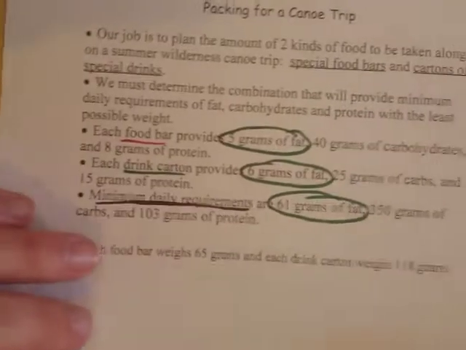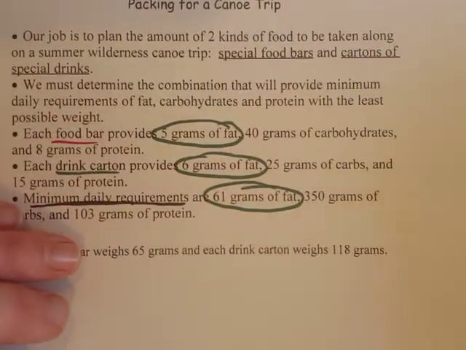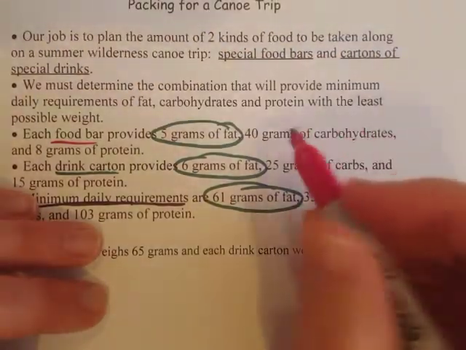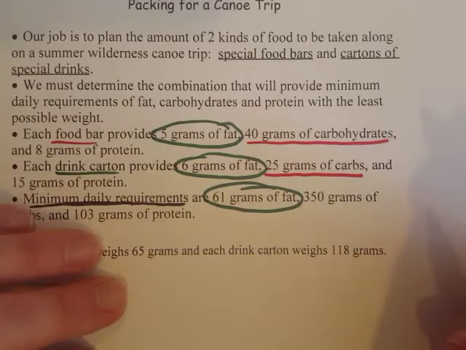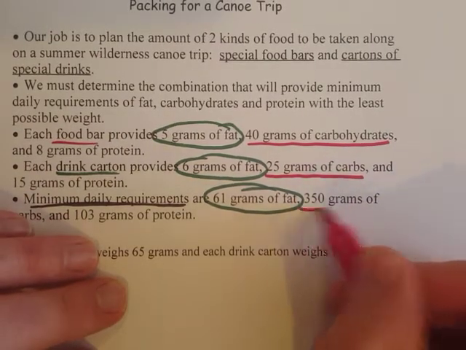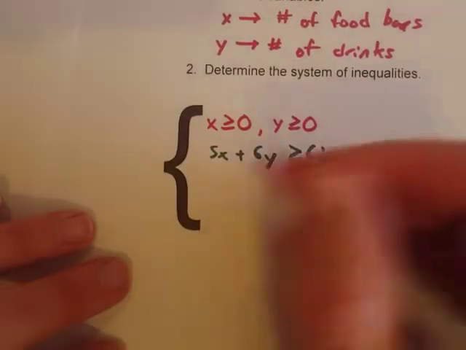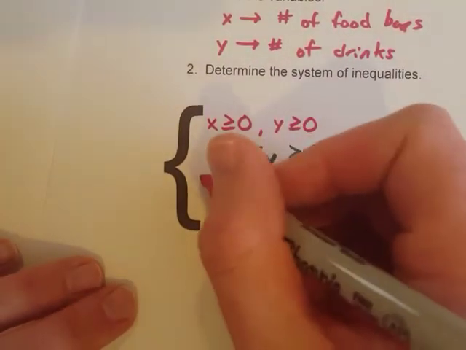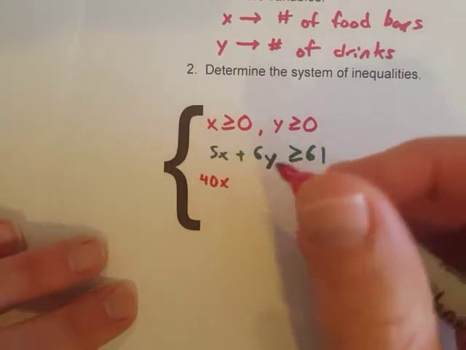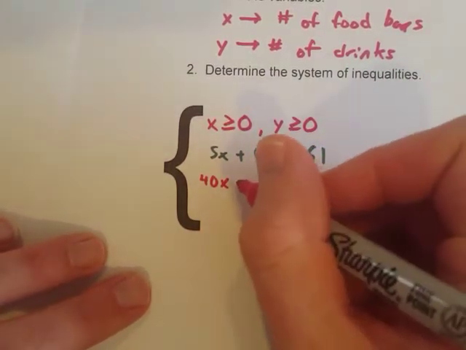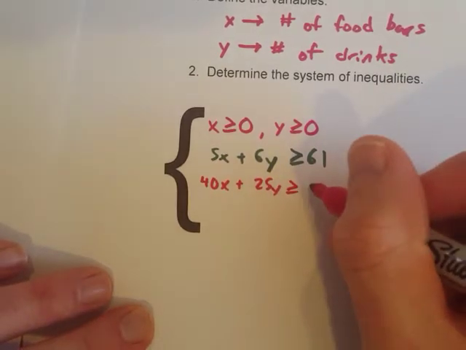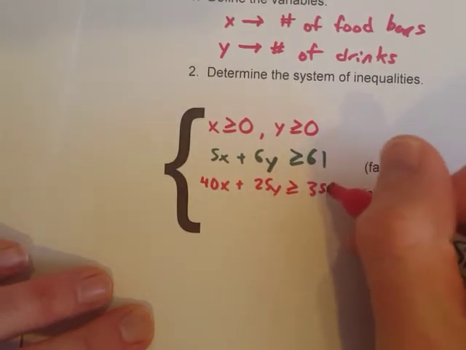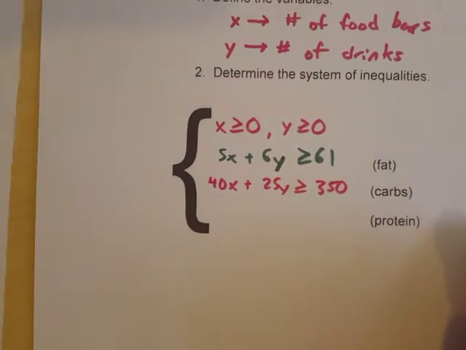Now we're going on to carbs in a very similar way. Carbs, we have 40 carbs for the food bars, 25 carbs for the drink cartons, and the minimum daily requirement is 350. So we put it together much in the same way here, is 40x plus 25y needs to be greater than or equal to 350. Okay, so that takes care of carbs.